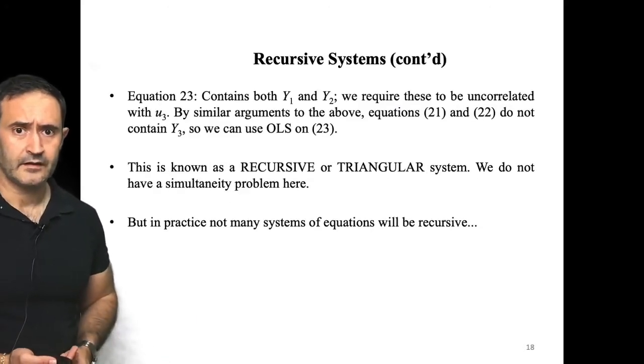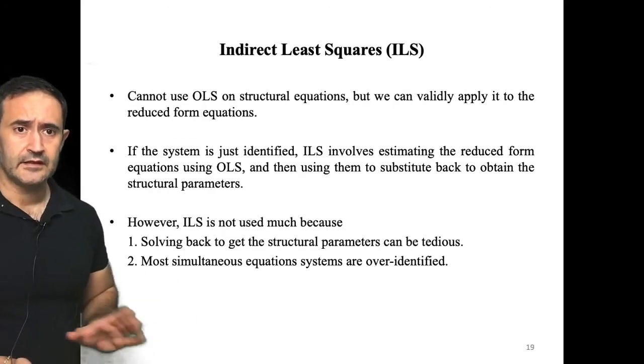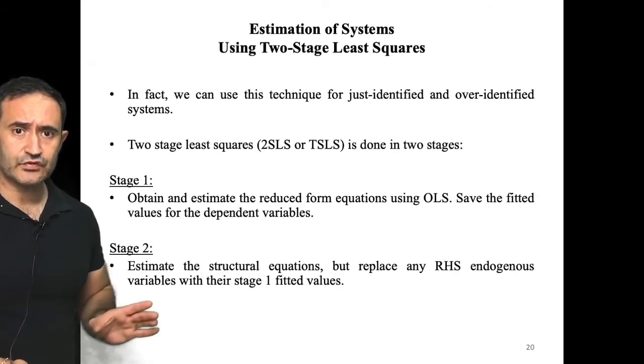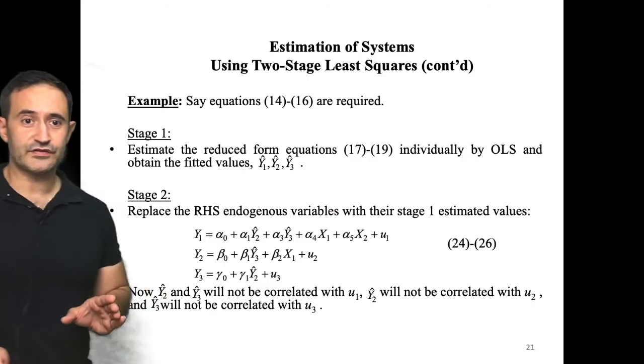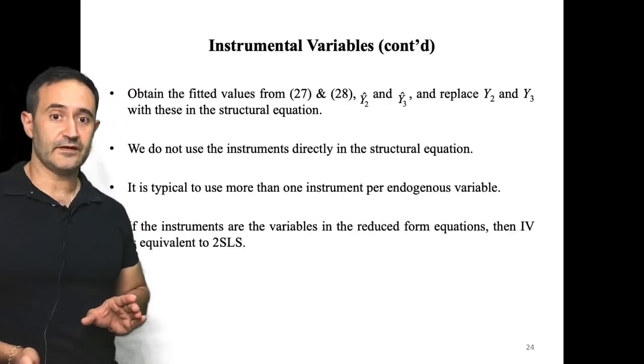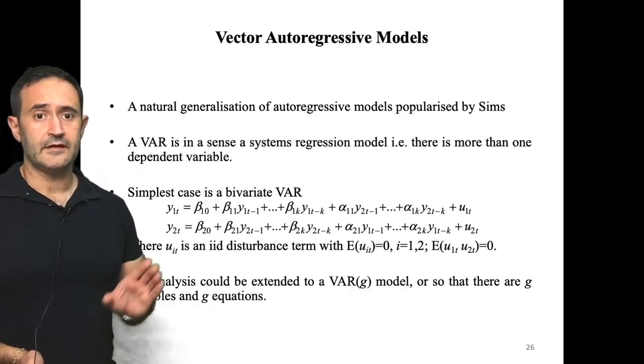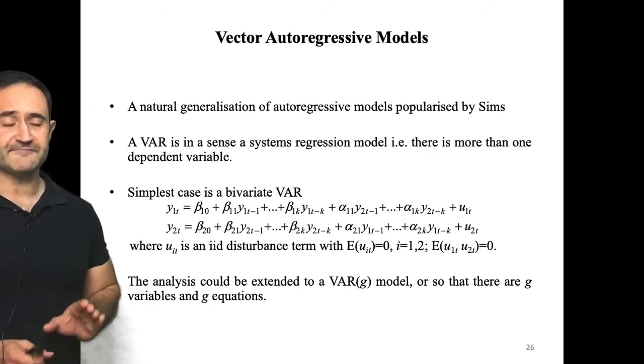Okay, I'm going to skip this, because these are ways to solve the problem, but I'm not interested in these ways because I want to go to the VAR models. Instrumental variables, very nice. Okay, the VAR, vector autoregressive model.